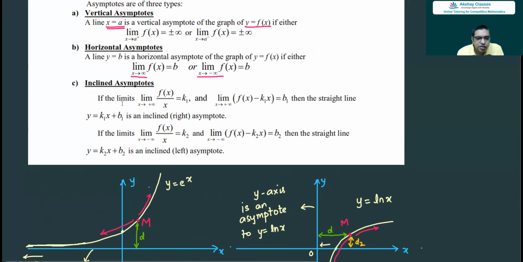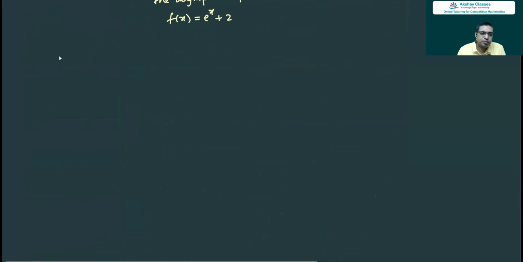For inclined asymptotes, if the limit x tends to plus infinity, f of x upon x is equal to k1, and limit x tends to infinity, f of x minus k1 times x is equal to b1, then the straight line y is equal to k1x plus b1 is an inclined right asymptote. Look at this, it is simple.